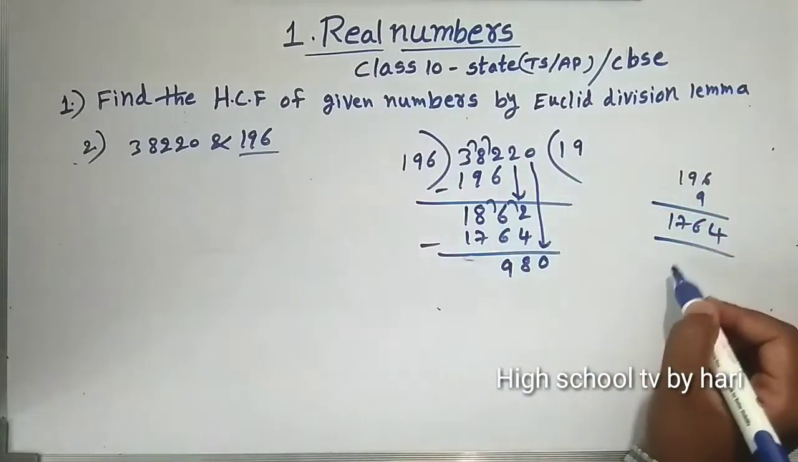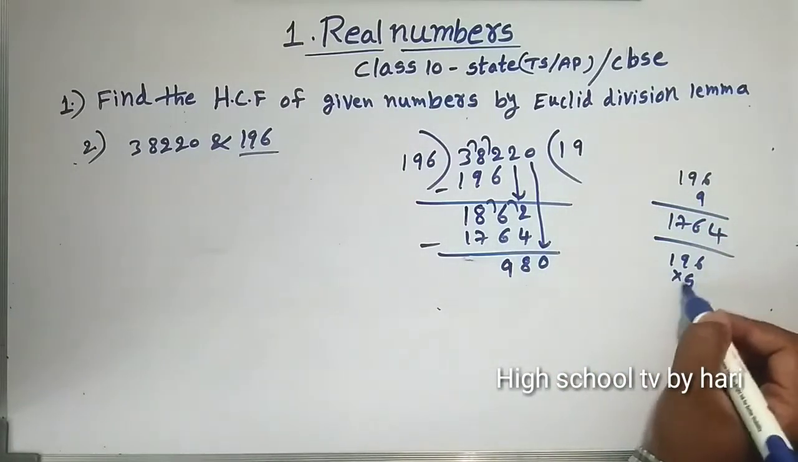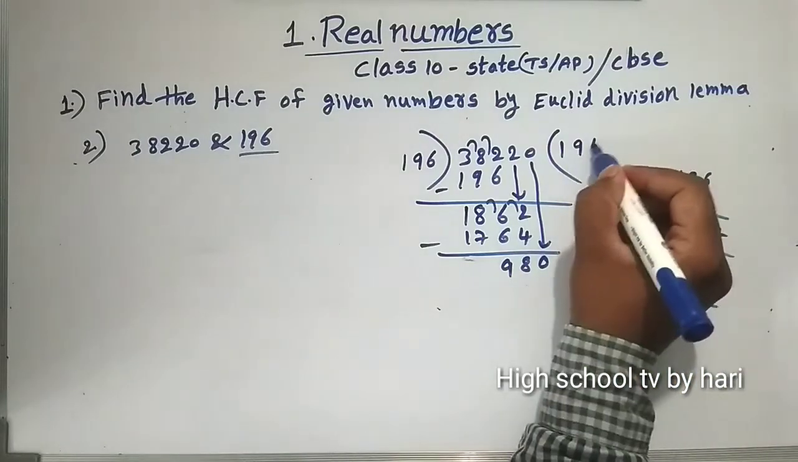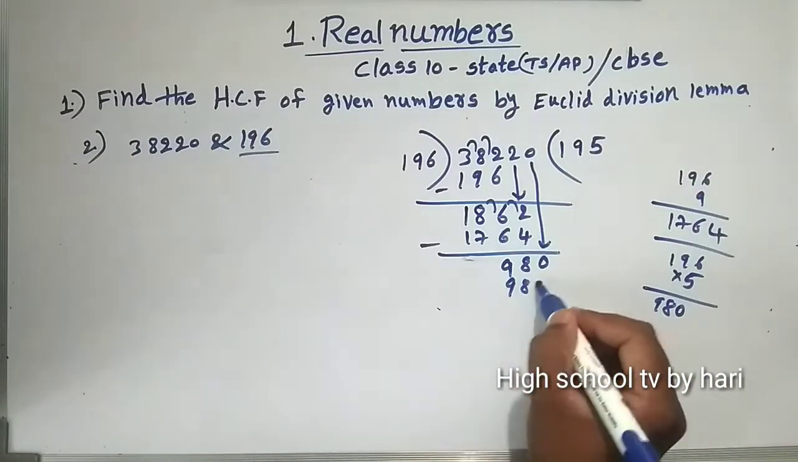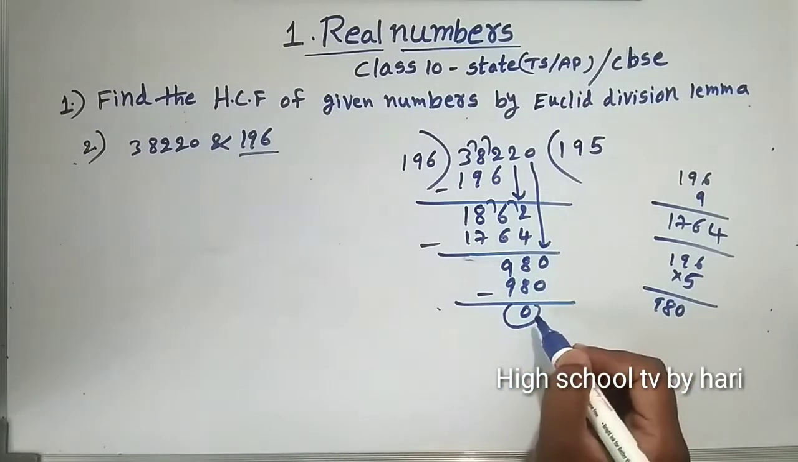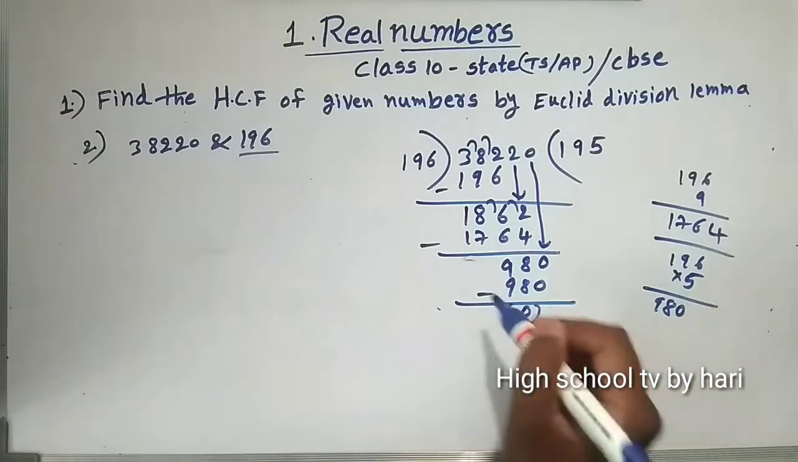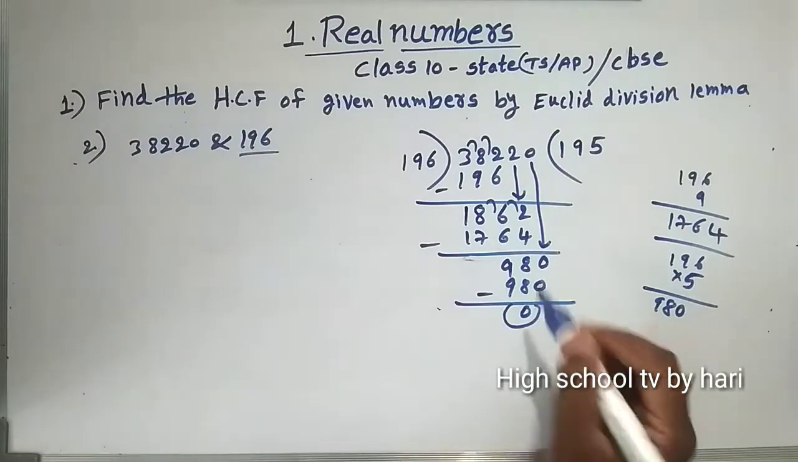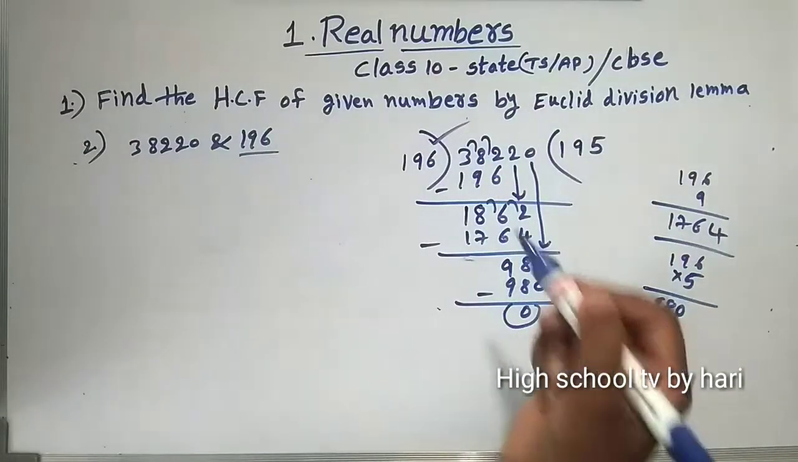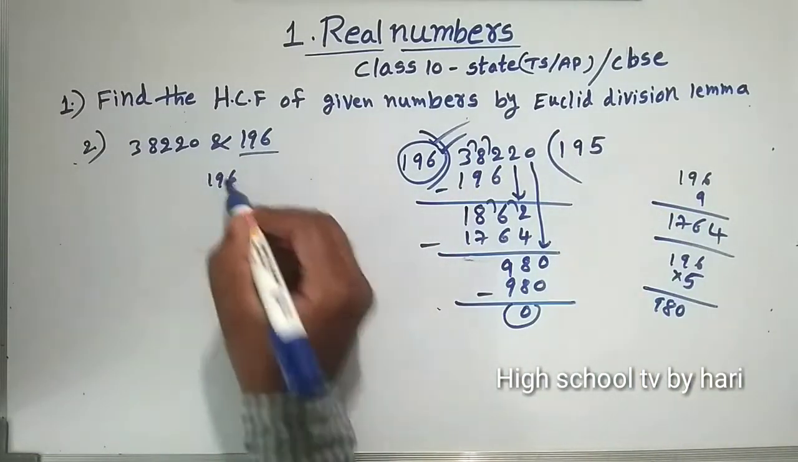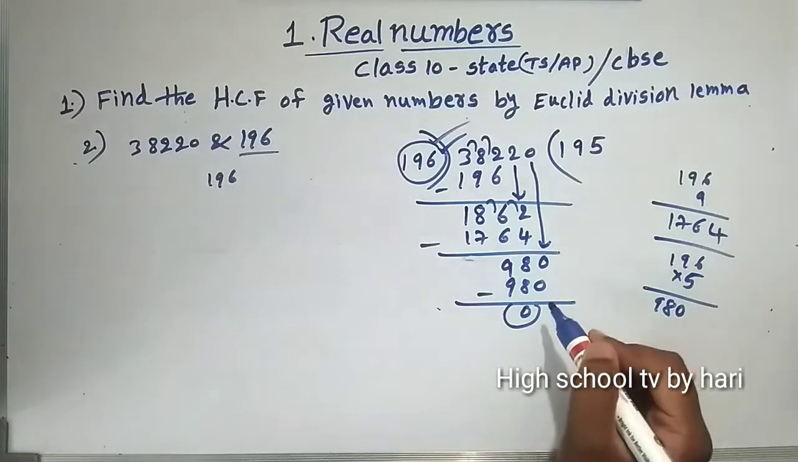Now 196 into 5. We get 980. Now subtraction. 980 minus 980 is 0. Here remainder we got 0, means we cannot do further. So what is the HCF? HCF is the last divisor. Last divisor means here only one divisor there. This is the HCF. So 196 is the HCF by the long division method.